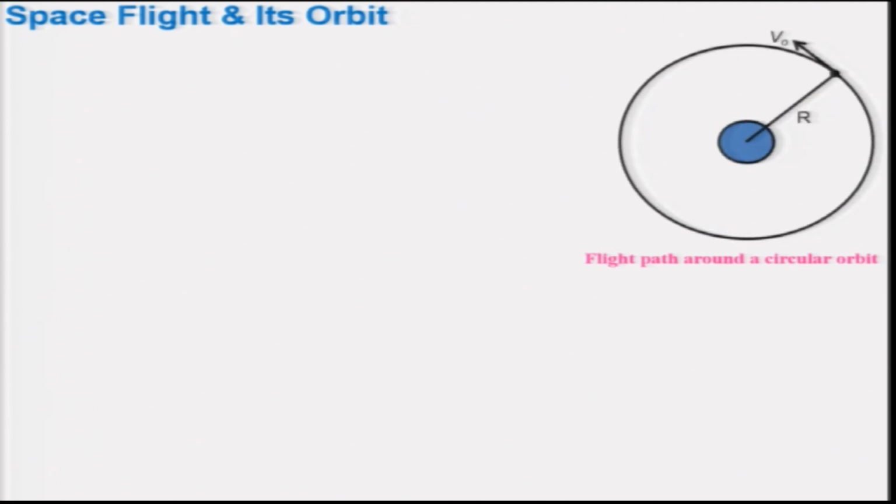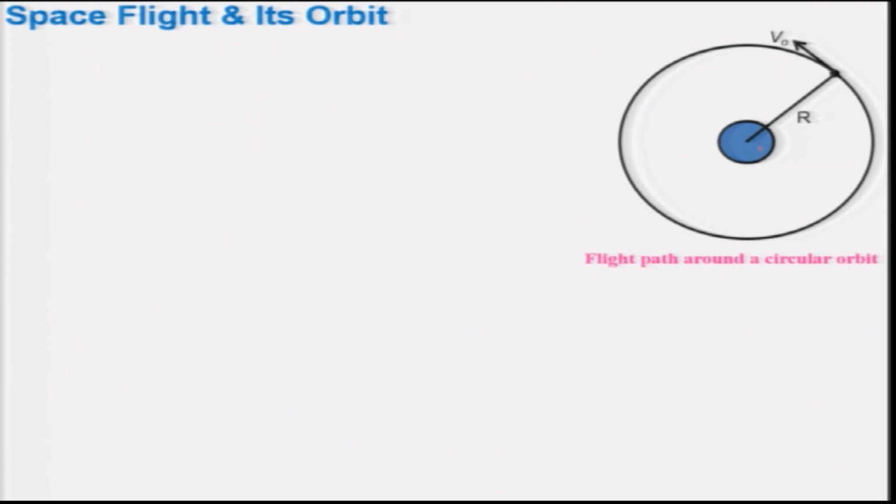Today we will be discussing space flight and its orbit. It is very important to send a satellite to orbit, and it will move around a particular orbit. Now, we need to look at how it is really doing that and what makes it move around an orbit about a planet or the earth. Let us look at a flight path around a circular orbit.